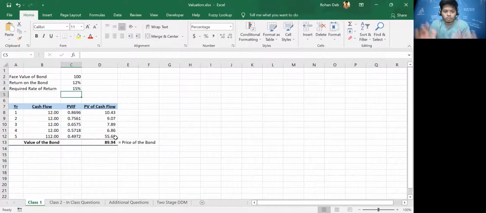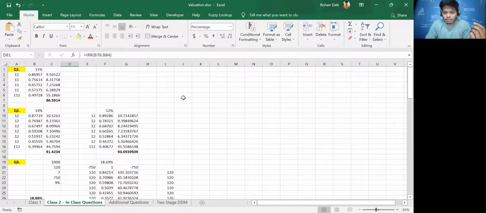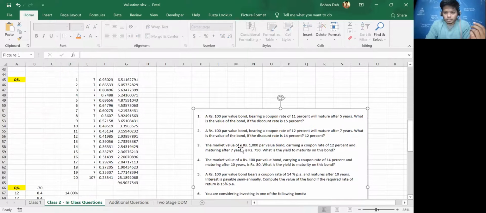Okay, so let's go back to the original question. I hope this clears all the doubts regarding the basic bond valuation. Now let's go on to a much more complicated sum. So let me just move these questions up.